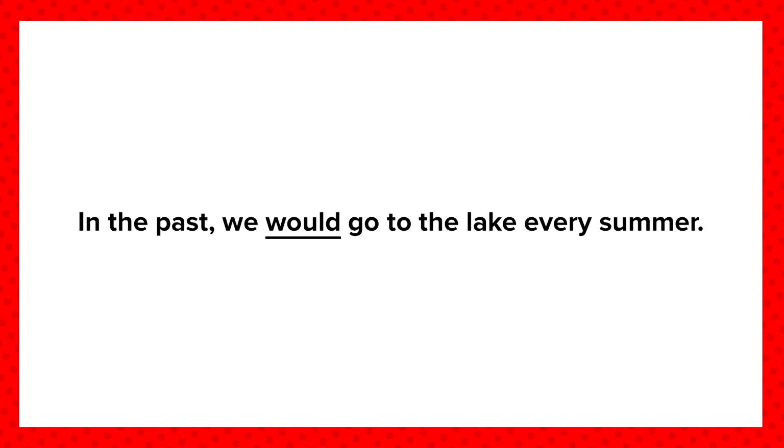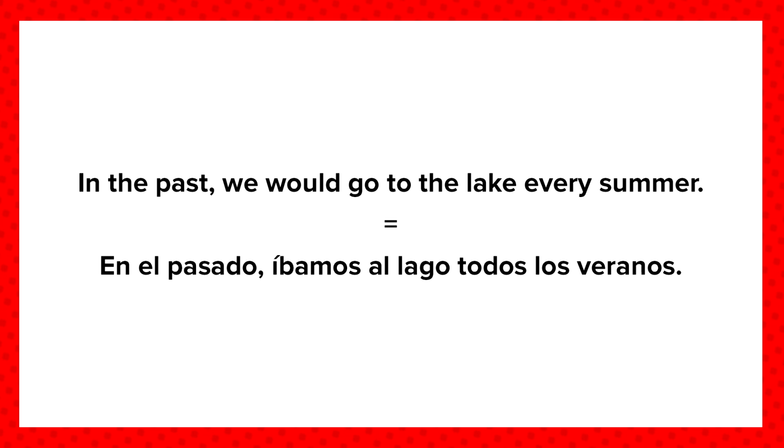And in Spanish, for past habitual actions, the imperfect tense is usually used. In the past, we would go to the lake every summer. En el pasado, íbamos al lago todos los veranos. Íbamos is an imperfect tense conjugation of ir.